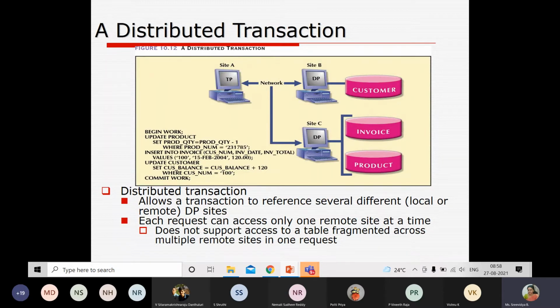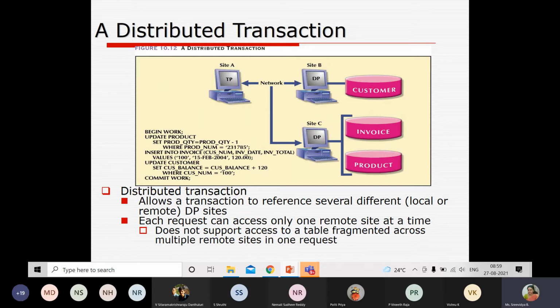Customer table belongs to another database. Invoice table belongs to a different database at site C, and product belongs to a different database at site C. So in that case, both site B and site C need to be contacted to complete this transaction. So over the network, your transaction request has gone to site B and site C. The same transaction request will go to site B, and also to site C.